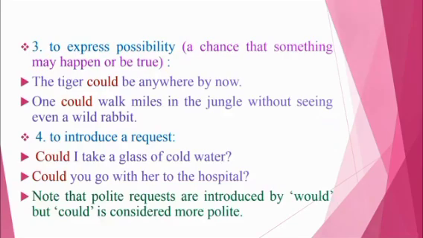Then, could is used to express possibility. So what is meant by possibility? Possibility means a chance that something may happen or be true. Example sentences are: The tiger could be anywhere by now. One could walk miles in the jungle without seeing even a wild rabbit.